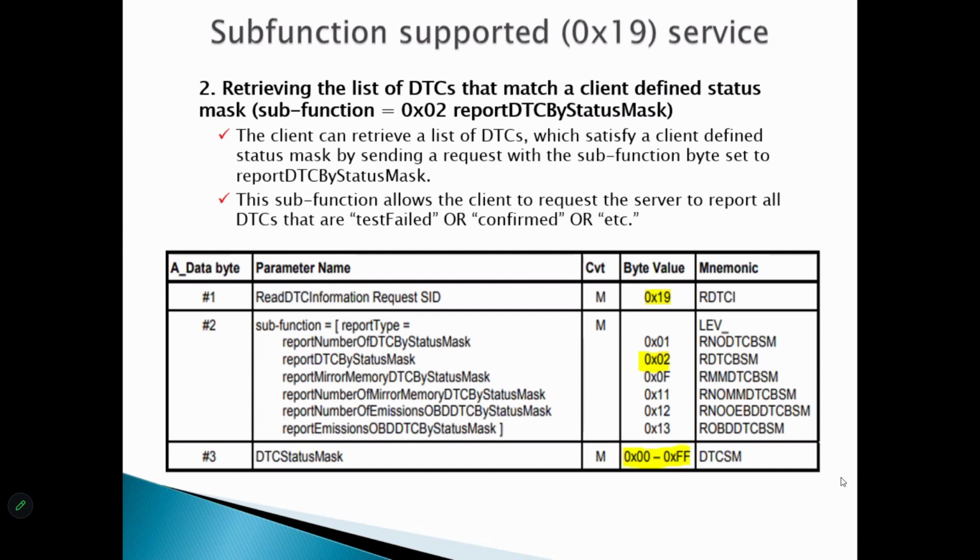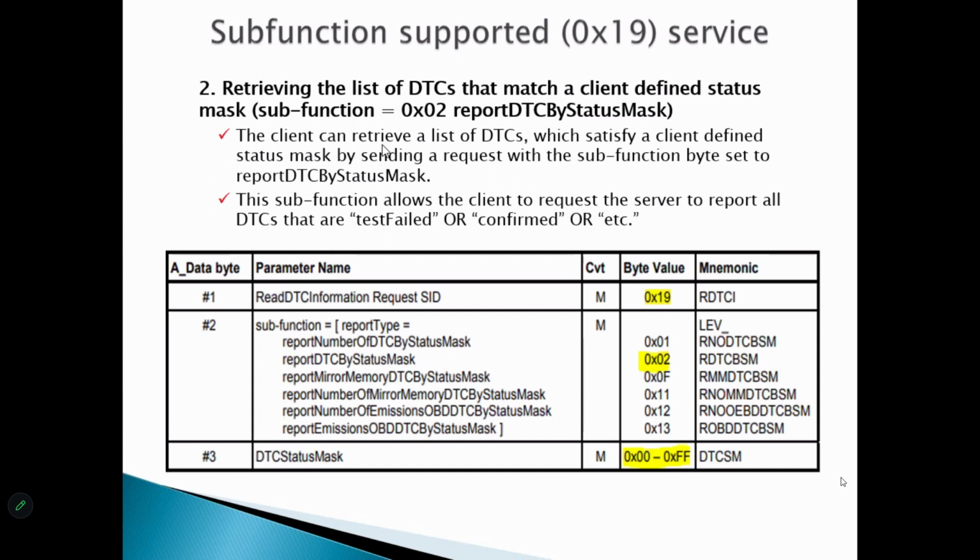Now, using the 02 subfunction, the client will request with the status mask, the client defined status mask. The server will do the same thing. It will do an AND with the status byte of the DTC stored in the memory. And when this client defined status mask matches with the status byte, then the server will send the DTC number. Understood? So the server is going to send the DTC number of the DTCs stored in the memory.